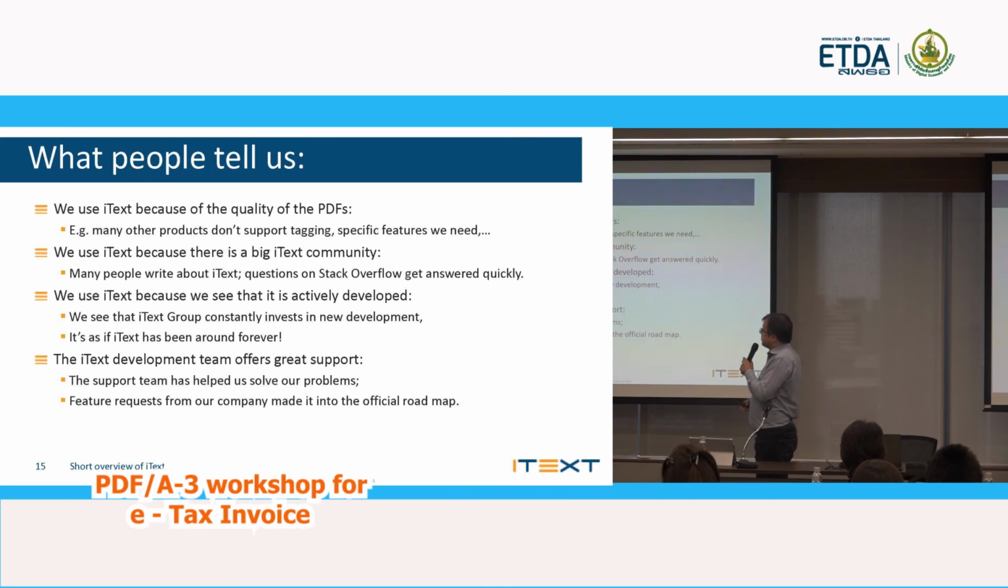Some say we use iText because there's a big iText community. So many people write about iText, and questions on Stack Overflow get answered quickly. We sometimes see that iText has become a household name. Just like people, instead of saying coffee, start saying we drink Starbucks, which is kind of strange. But some people have a question about PDF, not about iText, but they tag it iText because they associate iText with PDF. So that's a nice thing to have.